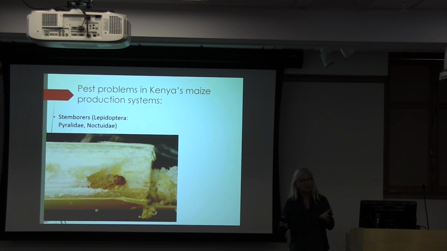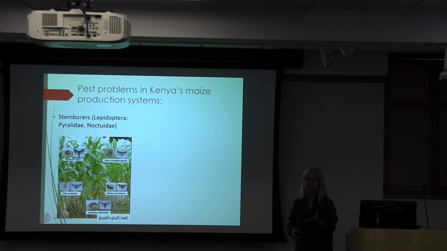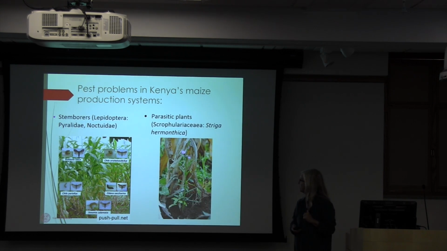Okay, so what are the challenges that these farmers are facing? Stem borers are a big problem, and there are many different species of stem borers. I forget exactly how many there are, but more than 100. So that's the major arthropod pest. There are others, but that one is the biggest one that has the largest impact on yields.